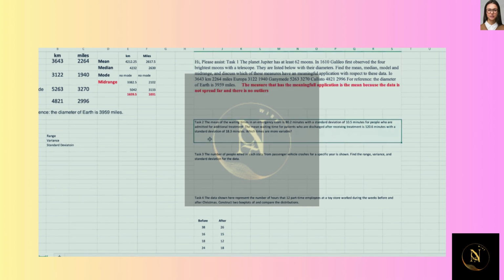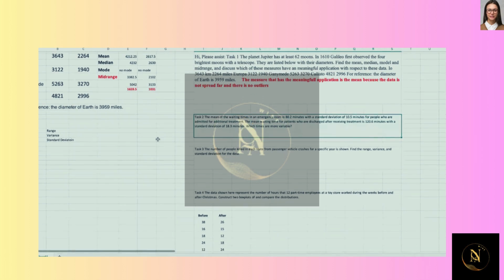All right. Task 2. The mean of the waiting times in the emergency room is 80.2 minutes with a standard deviation of 10.5 minutes for people who are admitted for additional treatment. The mean waiting time for patients who are discharged after receiving treatment is 120.6 with a standard deviation of 18.3. Which times are more variable?